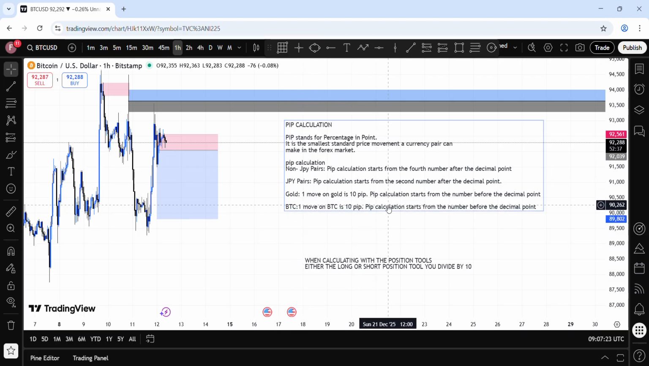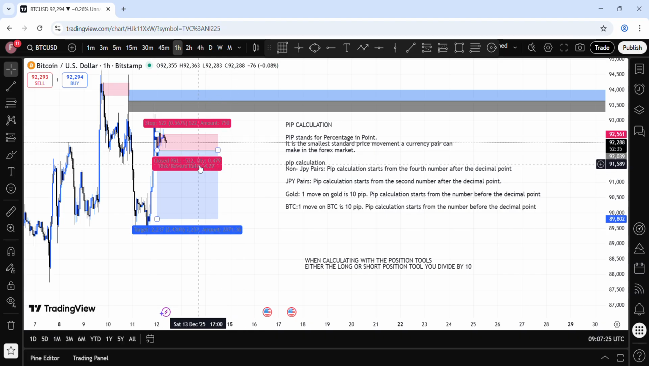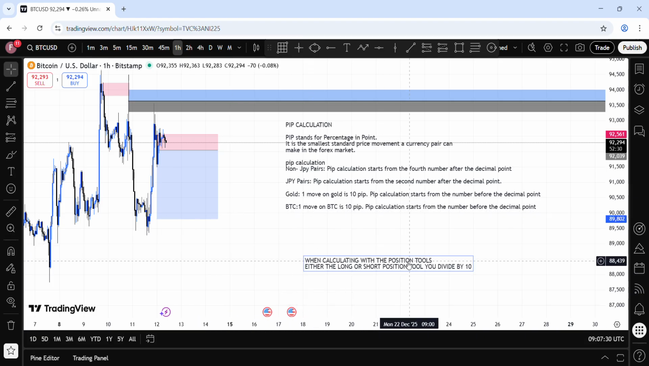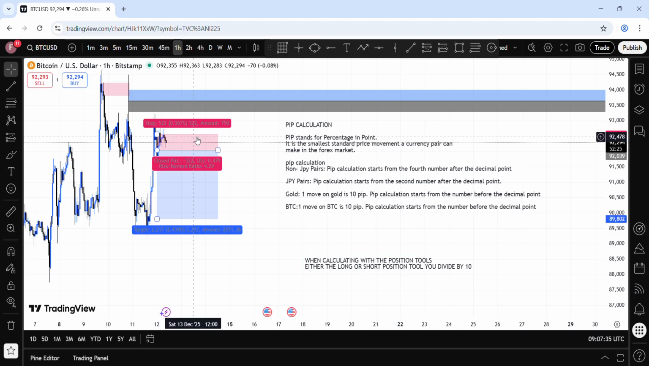Then for the position 2, also divide by 10. When calculating with the position 2, either long or short, you divide by 10. So here we have 522. Our stop area is 522. So you have to divide it by 10 to know the actual number of steps the market will make to hit our stop loss. Do you understand? If you divide it by 10, you have 52.2. So the market needs to move 52 times to take us out.